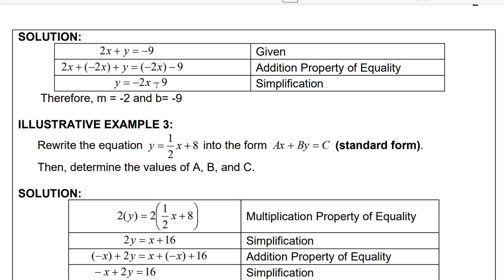Okay, number 3, or illustrative example number 3. We write the equation.